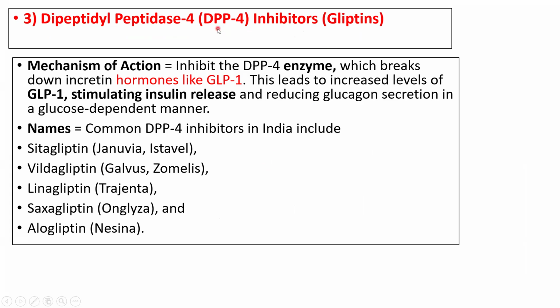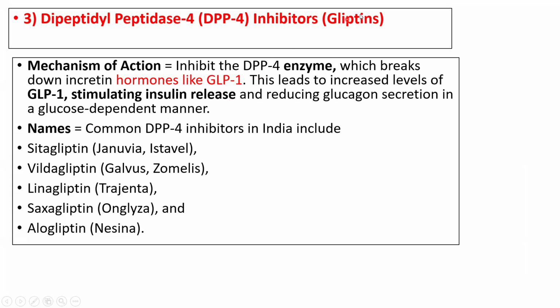Okay, next. Now we are talking about DPP4 inhibitors, that is gliptins. DPP4 is an enzyme. What this enzyme does is break down hormones like GLP-1. By inhibiting it, this leads to increased levels of GLP-1, and that will stimulate insulin release and reduce glucagon secretion in a glucose dependent manner.